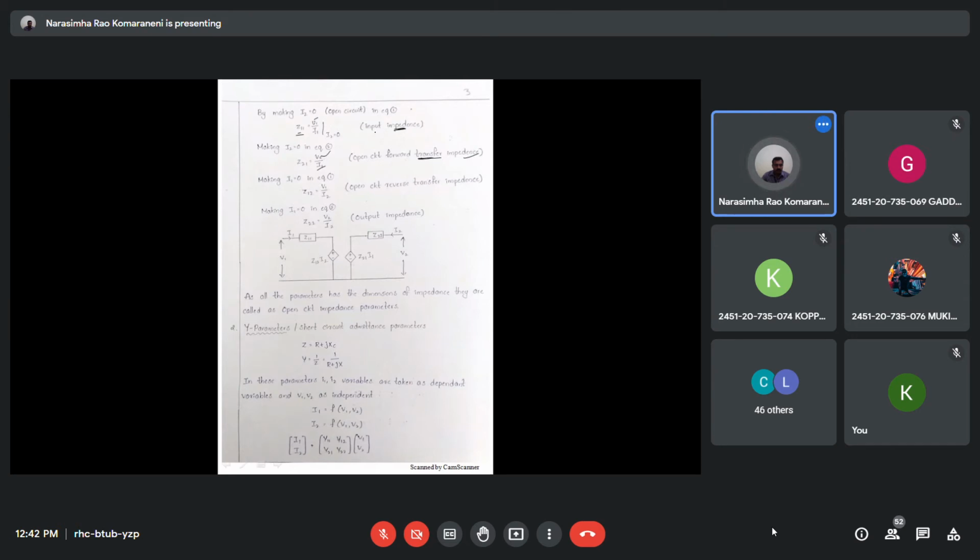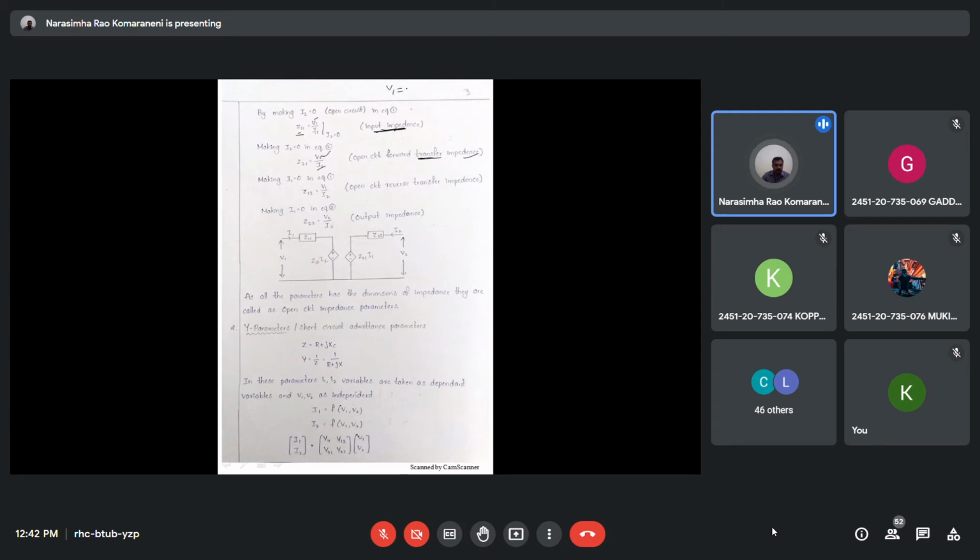So that's why it is called the input impedance. Whereas Z21 is the ratio of V2 by I1. This V2 is the output port voltage divided by I1, which is the input current. So it is called the open circuit forward transfer impedance. Is it clear?